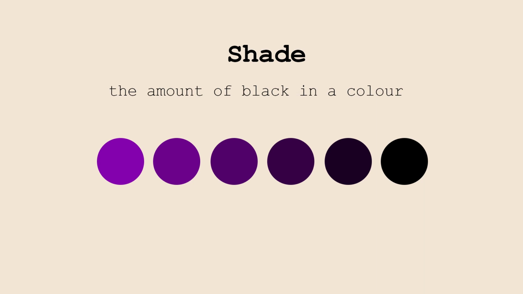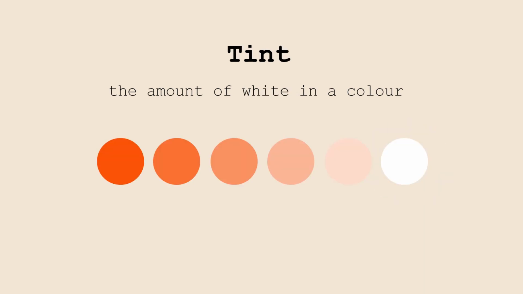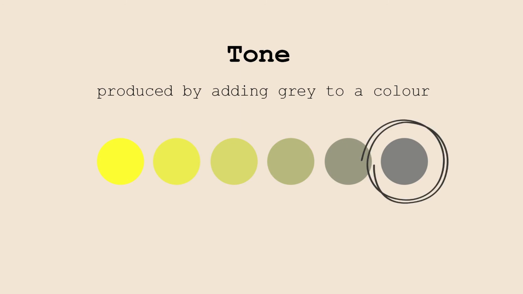Shade refers to the amount of black that is in a colour. Tint refers to the amount of white in a colour. Tone is produced by adding grey to any colour.